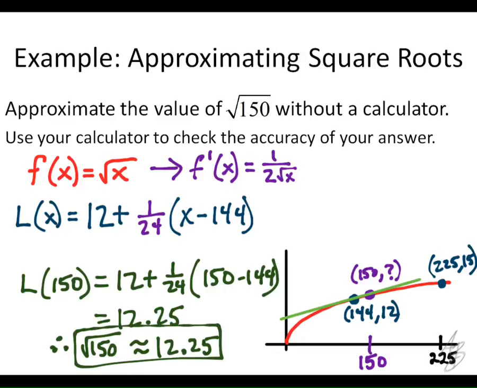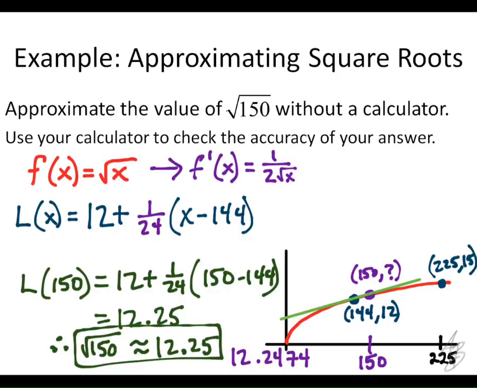What do you think about that? Pretty easy? Okay, so then the second part here says use your calculator to check the accuracy of your answer. I see at least one person doing that already. What does your calculator say? 12.2474. How do we do? It's pretty close, isn't it?